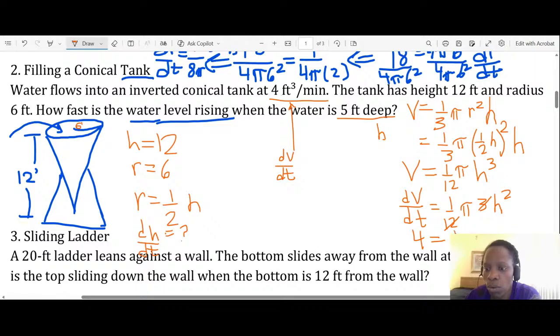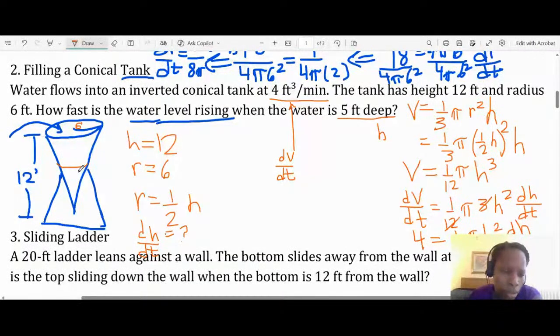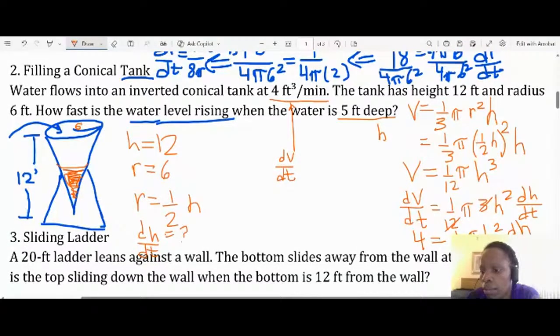And 1/4 pi h squared. Oh, dh/dt. Sorry, guys. I should have written dh/dt because this is implicit differentiation. We know that h is changing, or the water depth is changing over time.